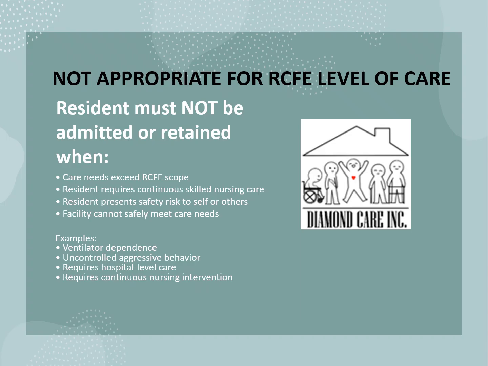Examples again of residents that we're not going to be taking no matter what, and these are going to be our ventilator dependent tracheostomy patients. Uncontrolled aggressive behaviors, requires hospital level care, and requires continuous nursing interventions. So once again, IV therapies that require ongoing drips such as hydration and TPN.